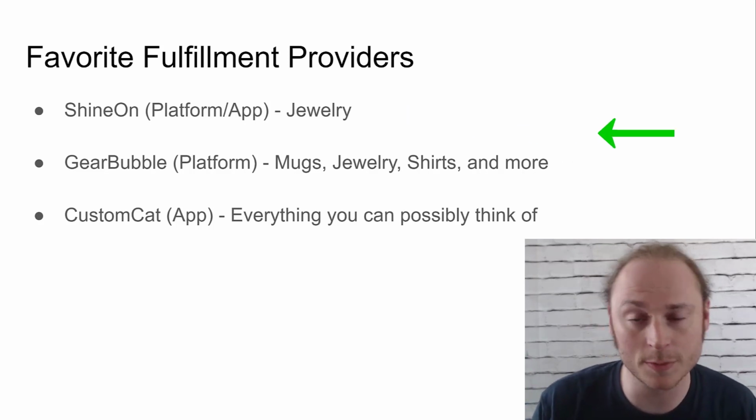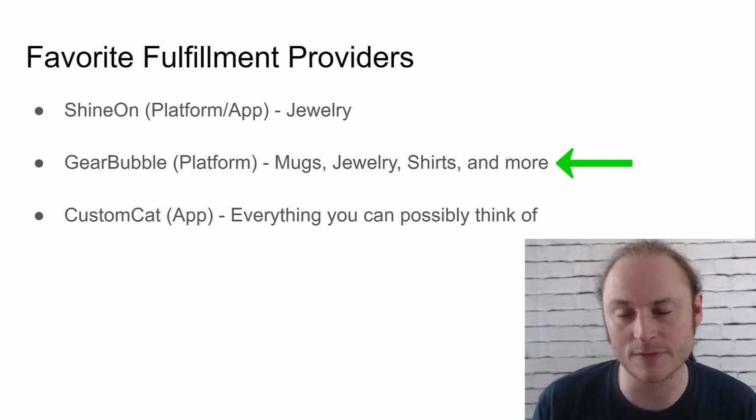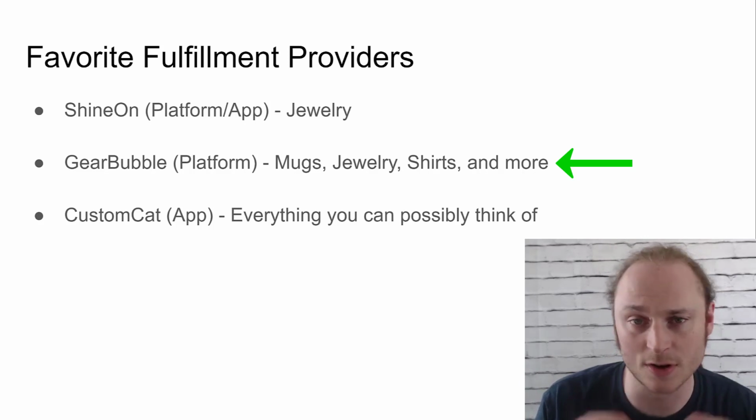Next, you have Gear Bubble. Gear Bubble, primarily as a platform, is amazing. Their product page converts super well. Plus, they have really good products. They've got mugs, jewelry, shirts, and a whole bunch of other stuff, and the margins on those are really good.